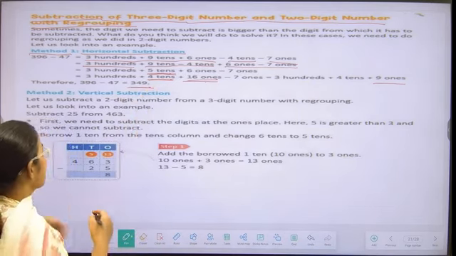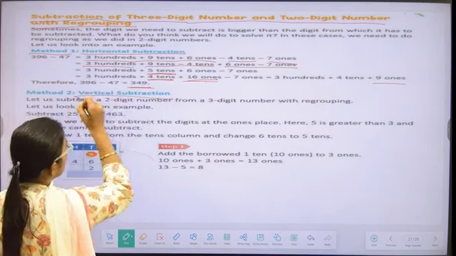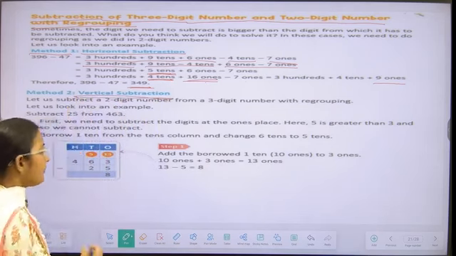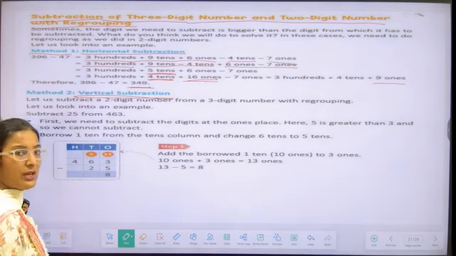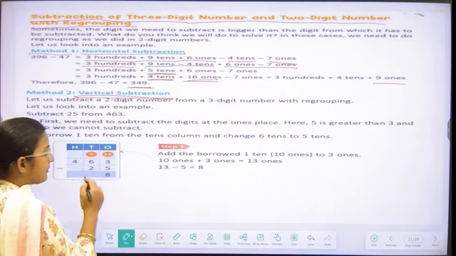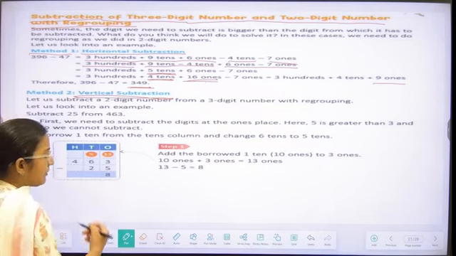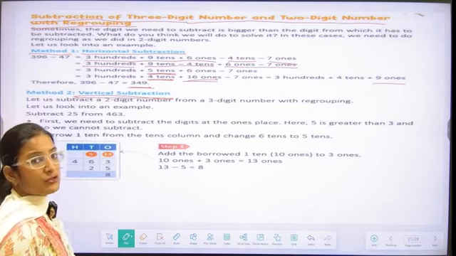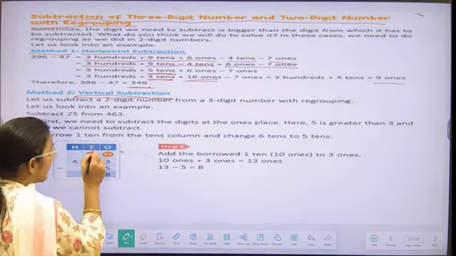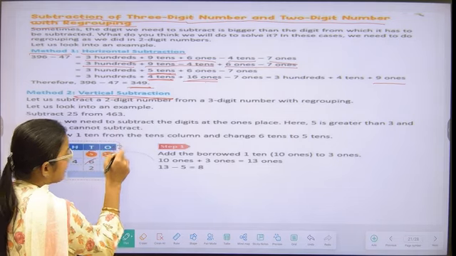Now moving to our next method, vertical subtraction. In vertical subtraction, what do we have to do? We have to write the numbers one below another, student. So we have to subtract 25 from 463. 3 cannot be subtracted by 5, so we have to borrow from the tens value. So it will become 5, and it will become 13.